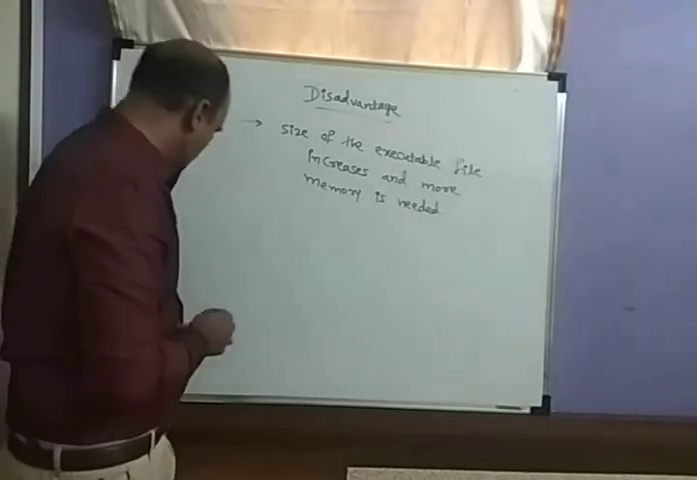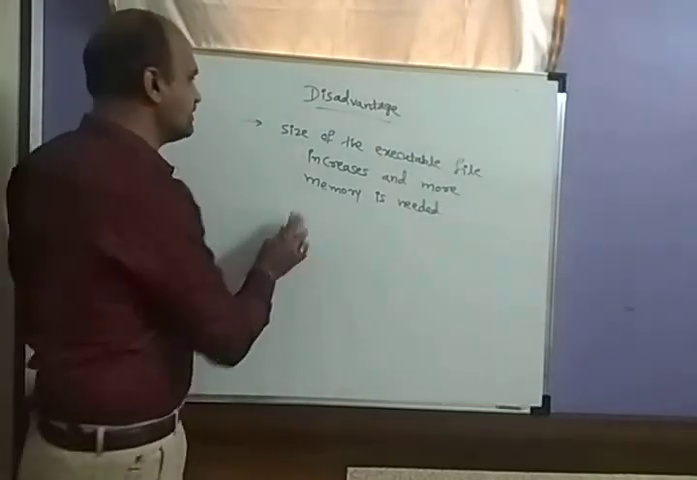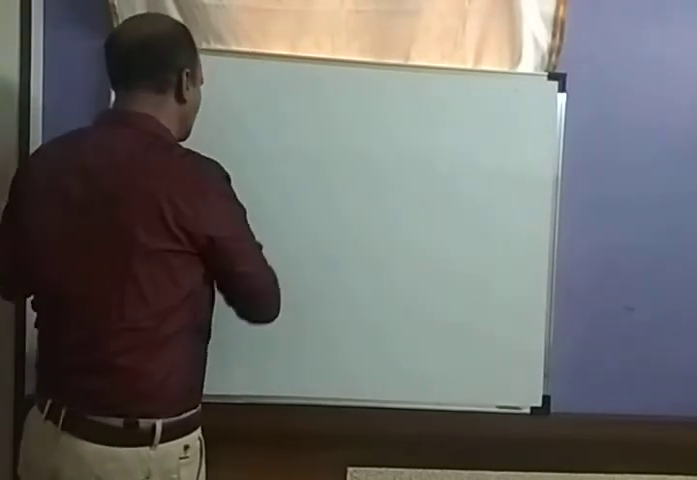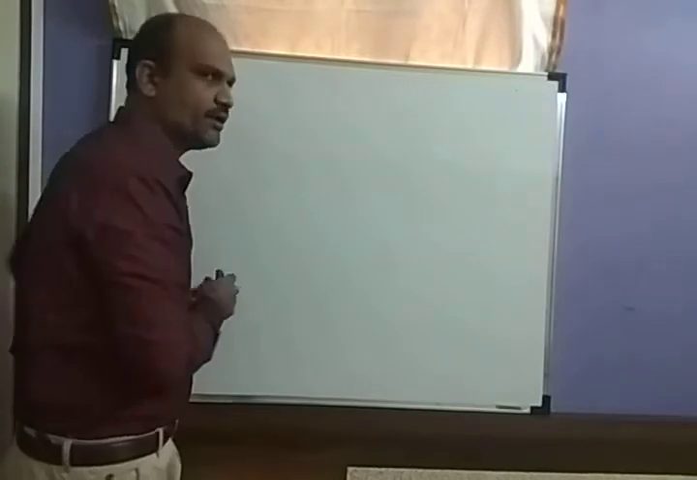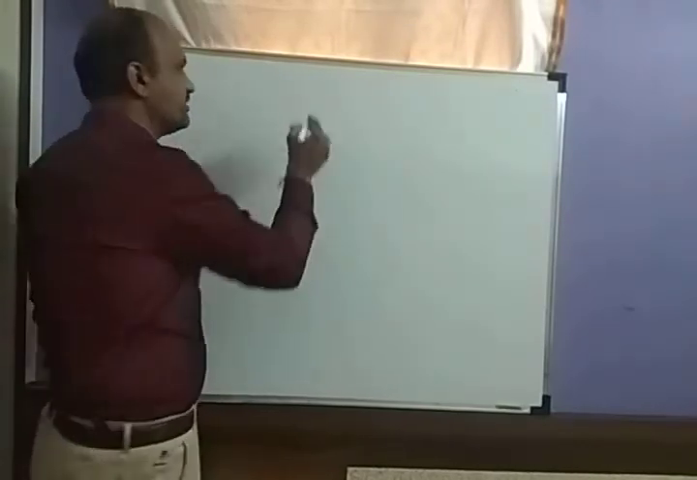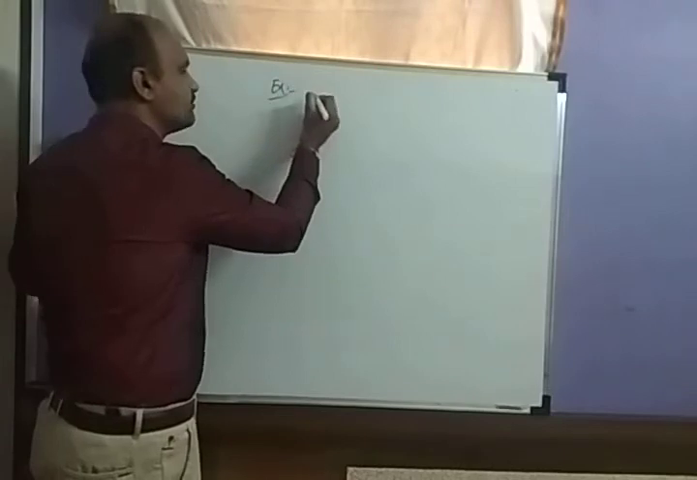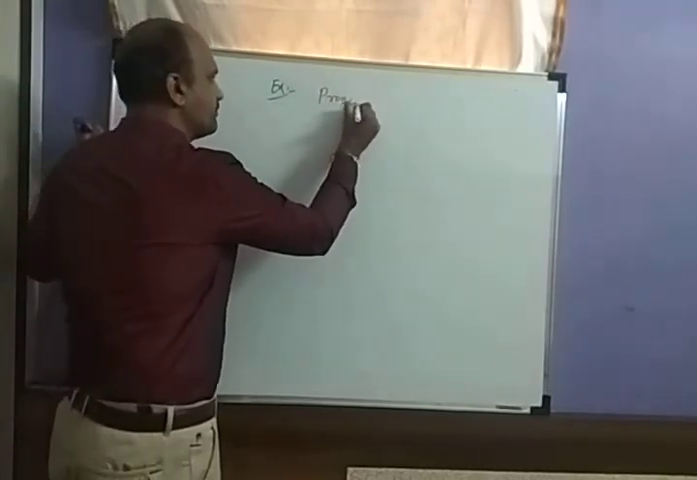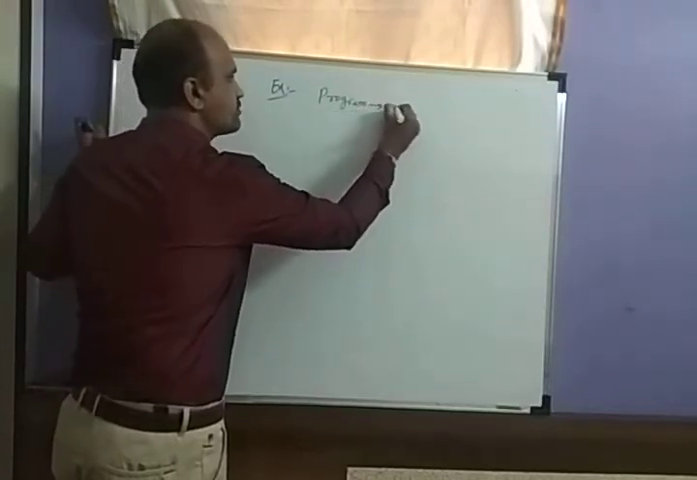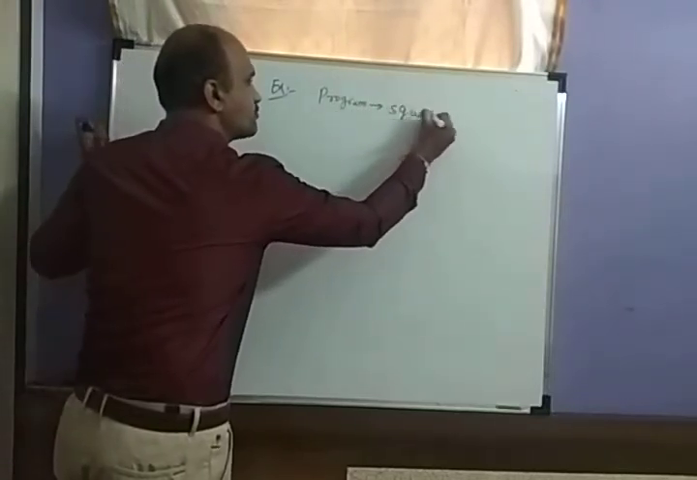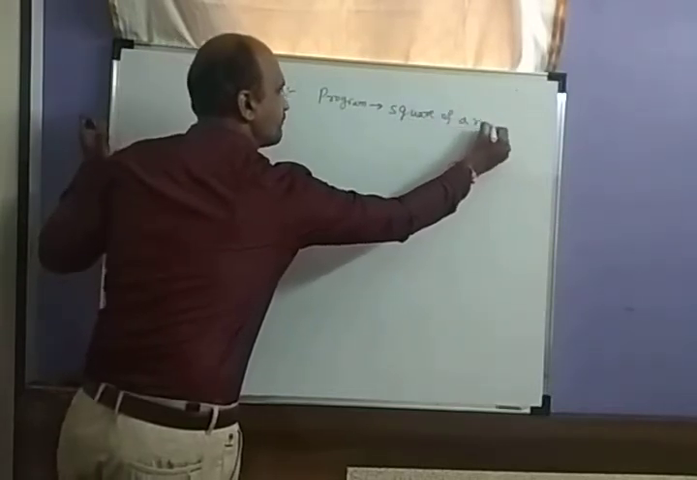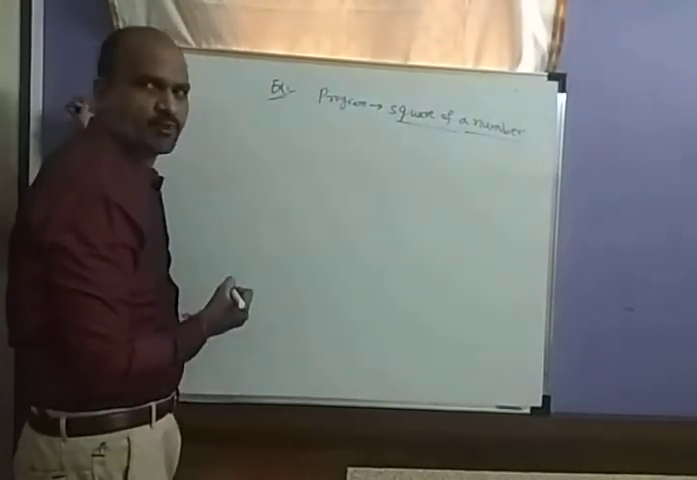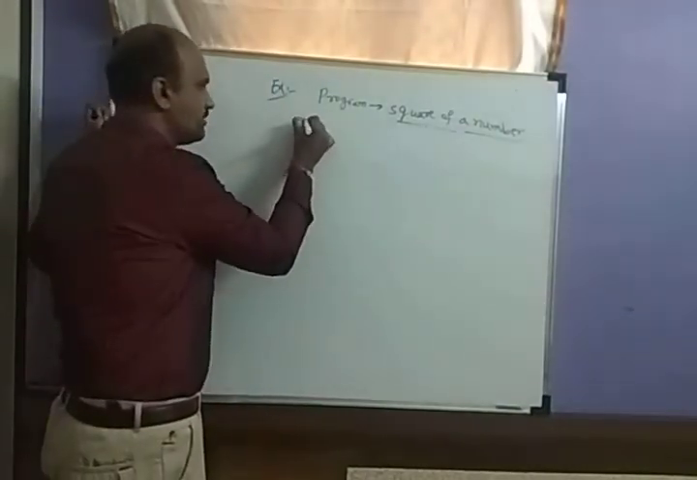And when you go to a small program, how exactly does this inline function work? So we will have a small program. We'll see the program as an example. We take a program for the square of a number. If you give any number, we should give the square. So it is a simple program.